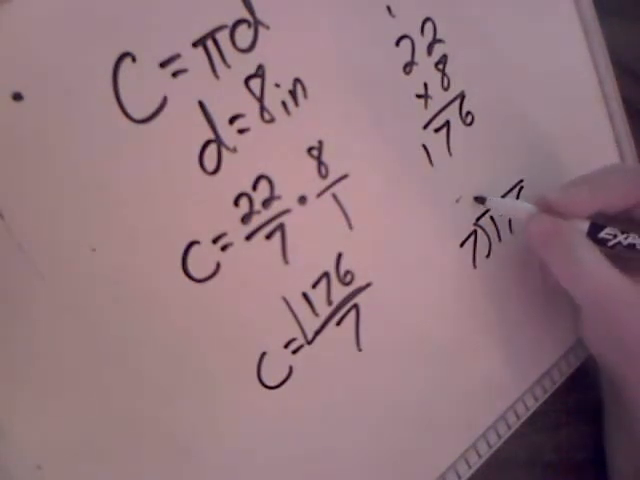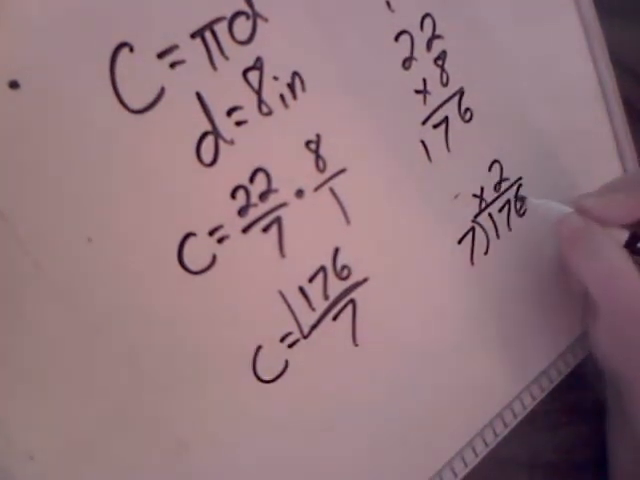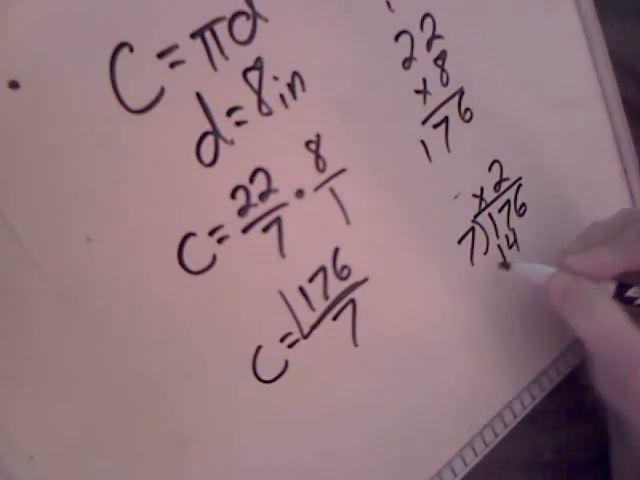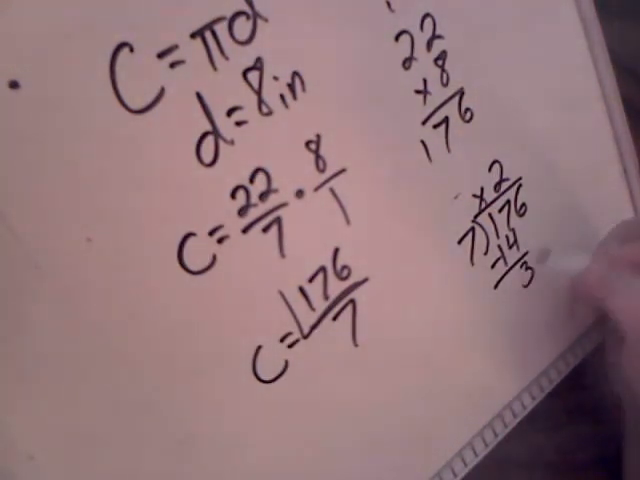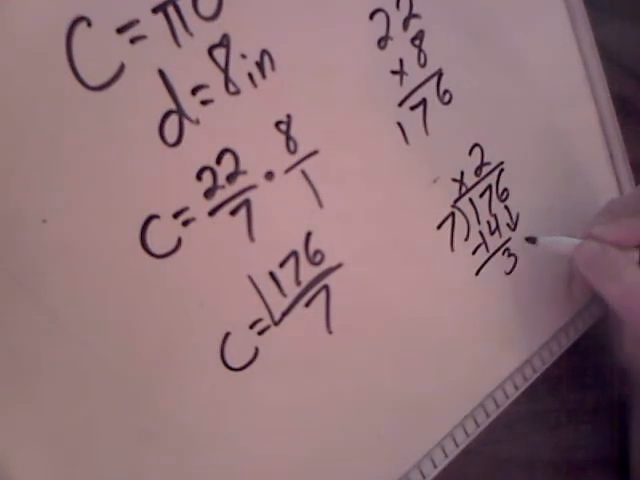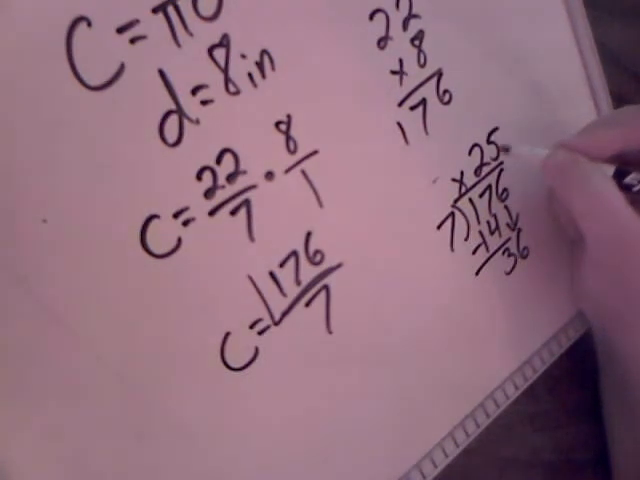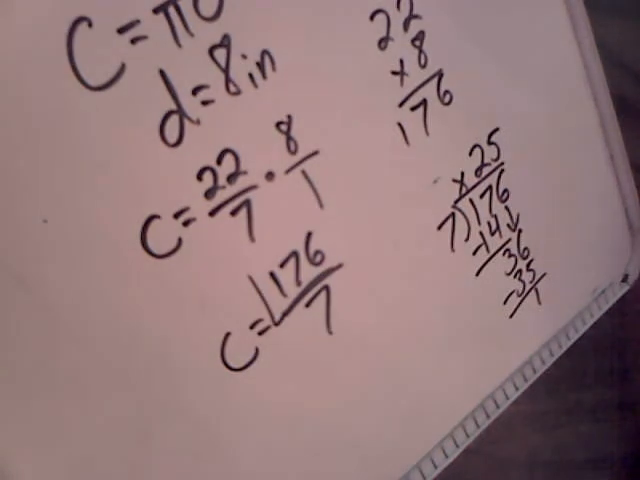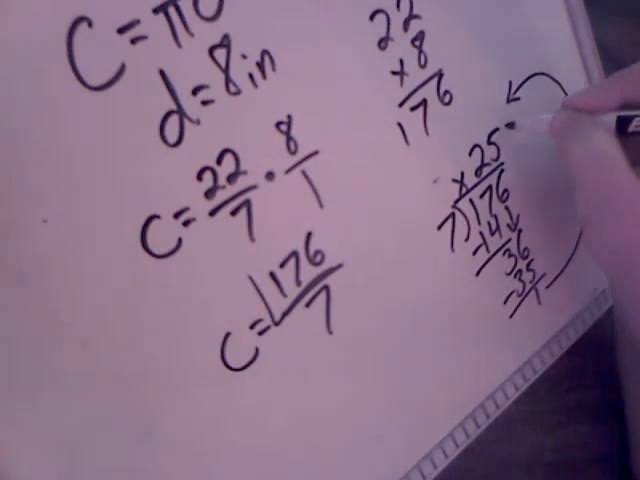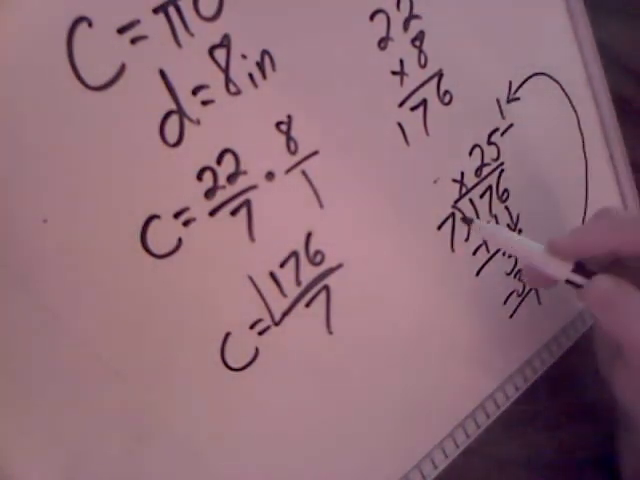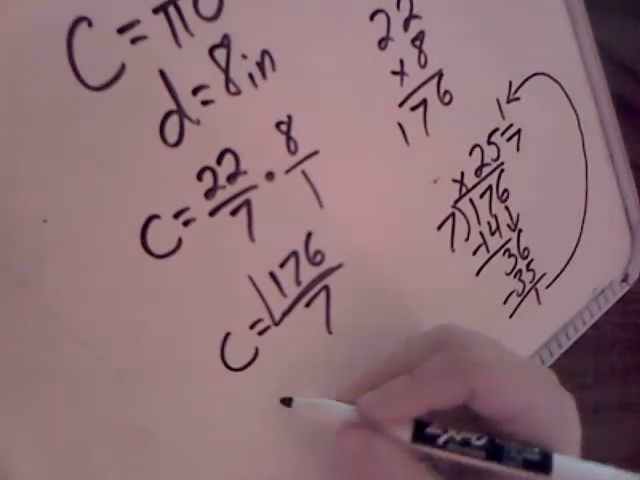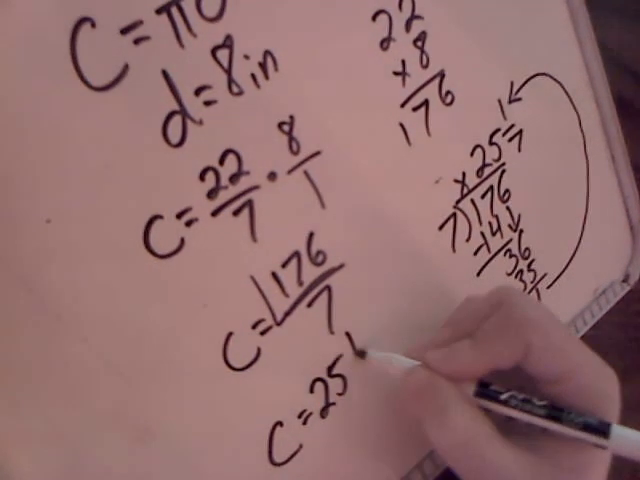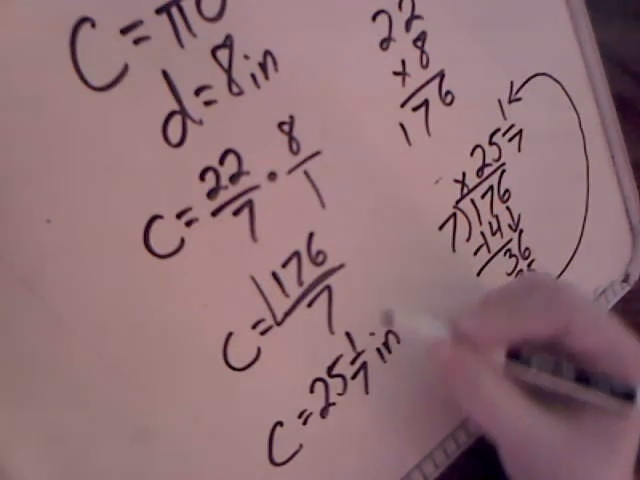7 goes into 1, can't do that. 7 goes into 17 twice. 2 times 7 is 14. Carry down. 7 goes into 36 5 times because 7 times 5 is 35. I'm left with a 1. We're too old for remainder, so we're going to take this 1 that's all the way at the bottom, move it all the way to the top, put it in the numerator. My denominator is the 7 over here. So my final answer is 25 1/7 of an inch.